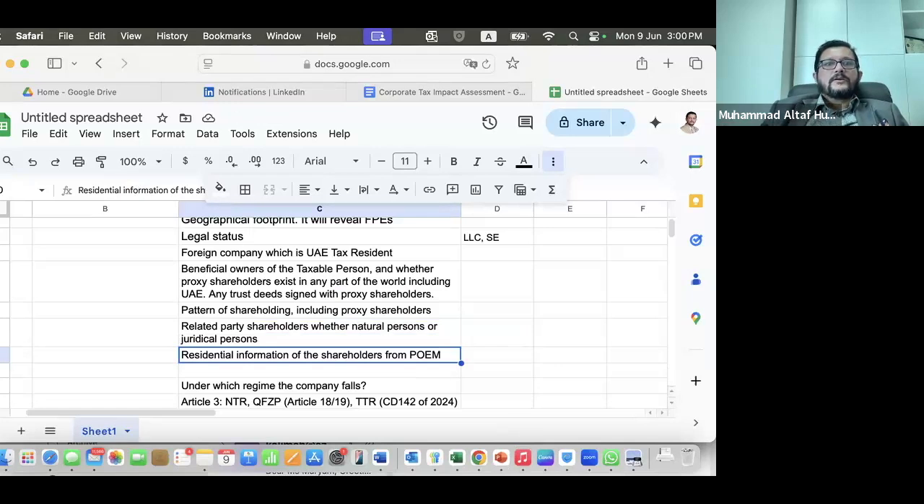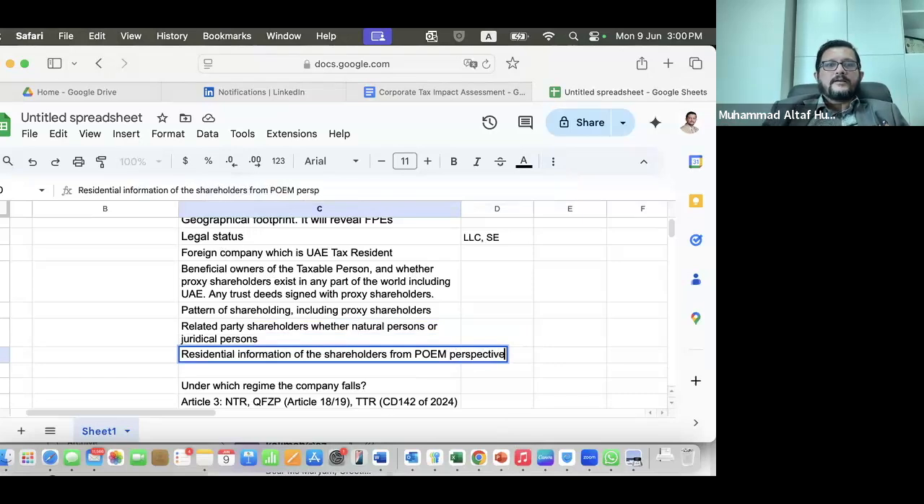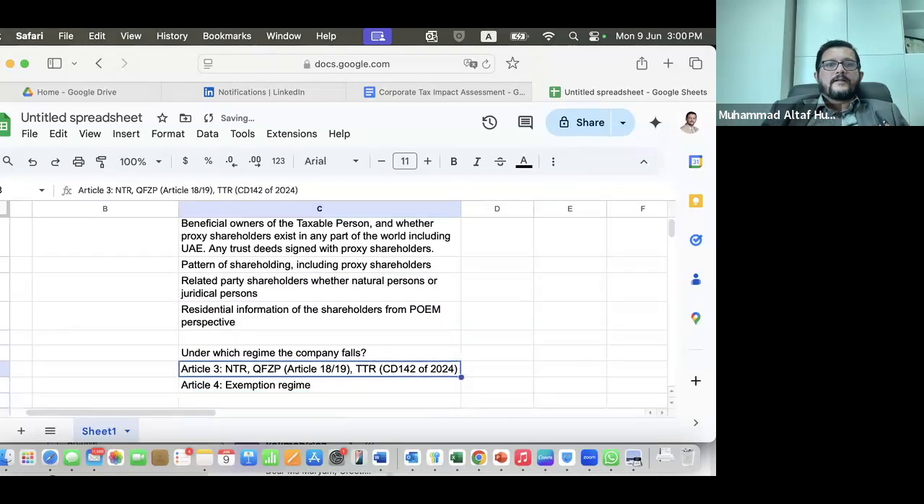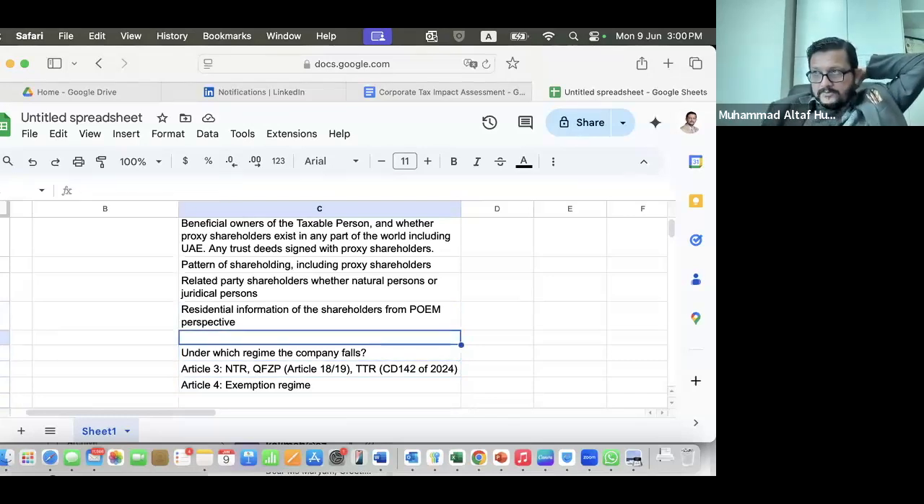Then we talked about the residential information of the shareholders from the POEM perspective. So until now we were looking at the overall structure of the entity, their corporate structure, their shareholdership, everything, right?